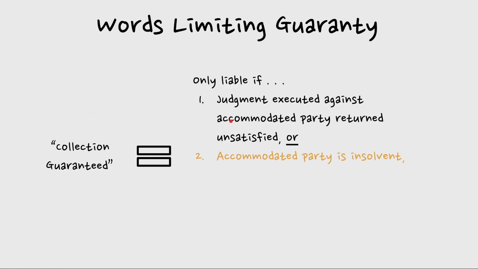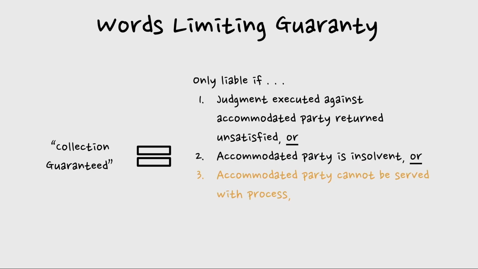Or another possibility is that you would be liable, when you're guaranteeing only collection and not payment of the obligation, if the accommodated party is insolvent, because that means there isn't going to be collection of any judgment or anything like that. So that would mean that your liability is triggered. The same thing would be true if they can't be served with process. If you can't find them to serve them with process, then you're not going to collect on any judgment. And so that would be another reason why you would be liable, right? These are all ors, right?